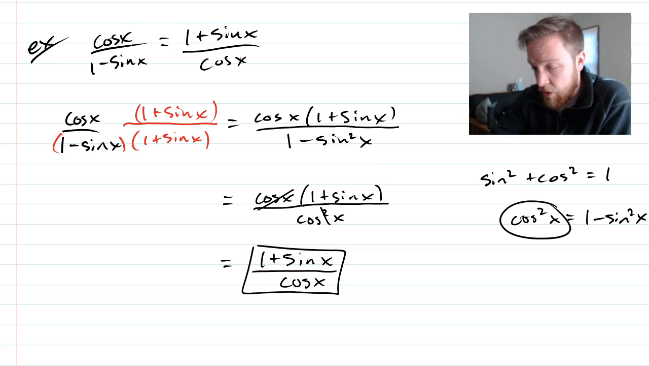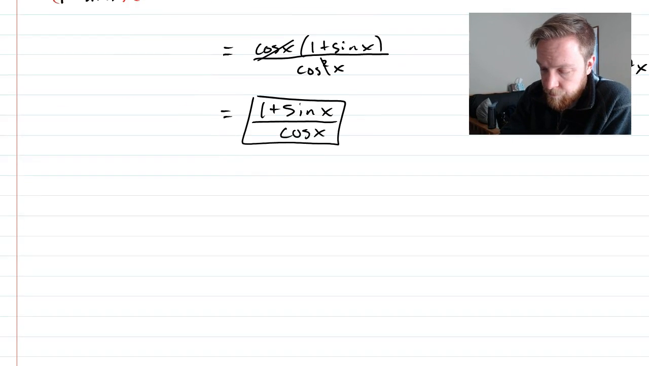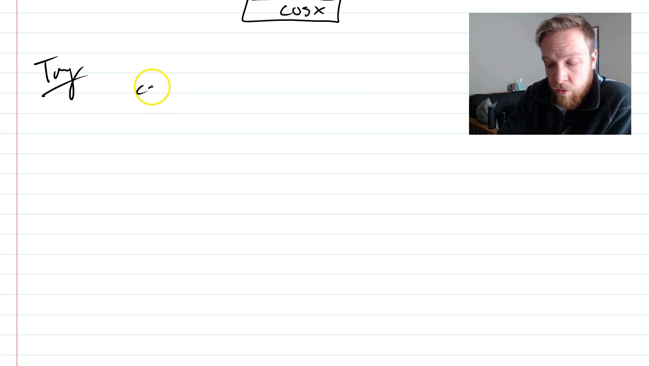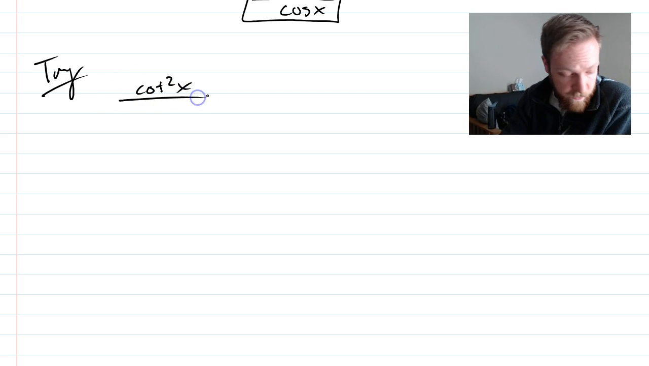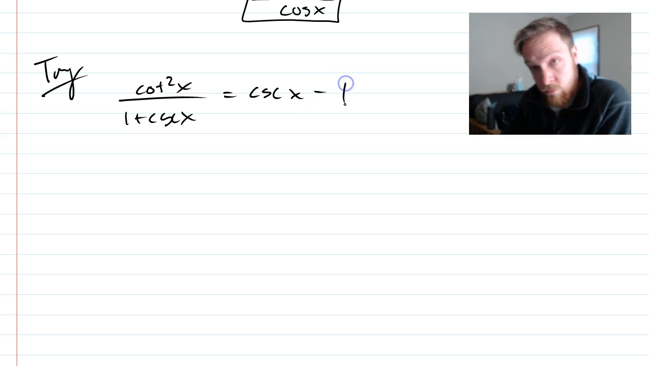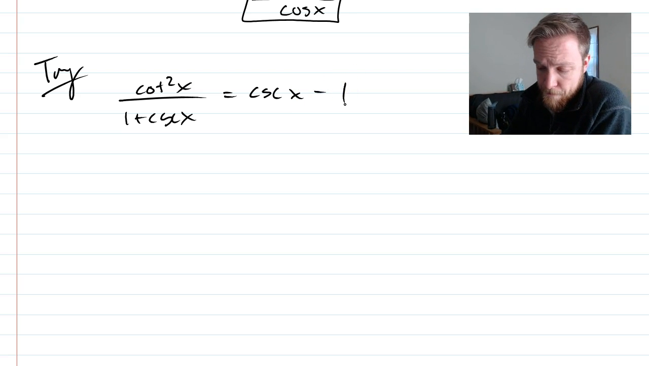Okay, so I have one for you guys. I would have you guys try this. It's going to be cotangent squared of x all over 1 plus cosecant of x. It's pretty similar. You have to prove that that's cosecant of x minus 1. So now you should probably stop the movie and give it a try.